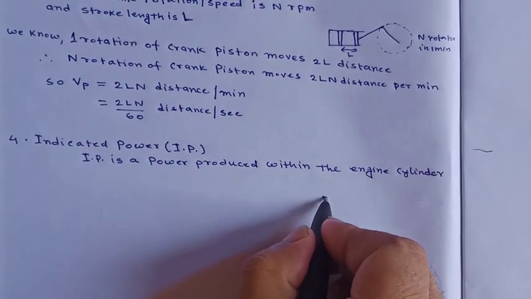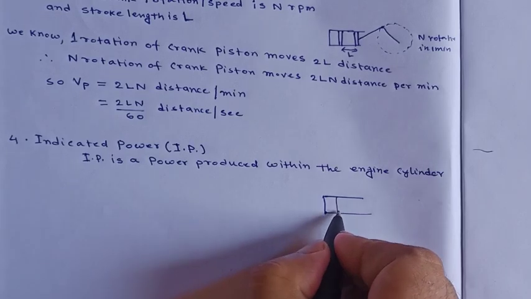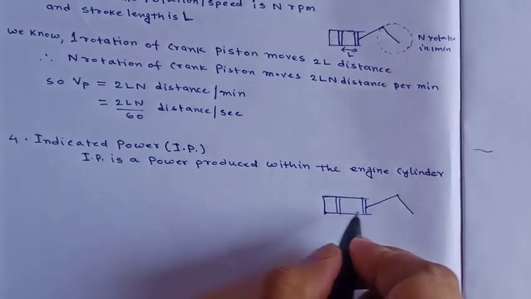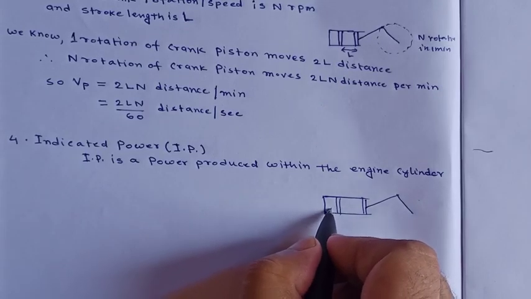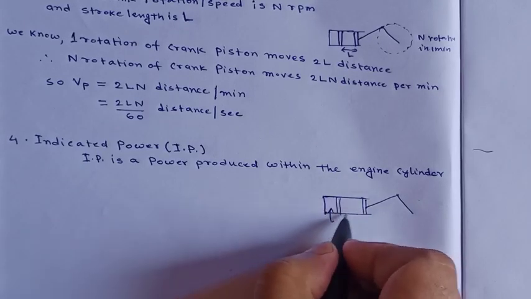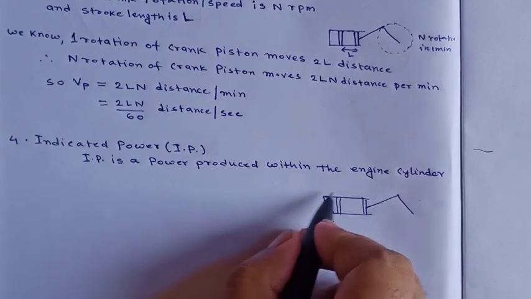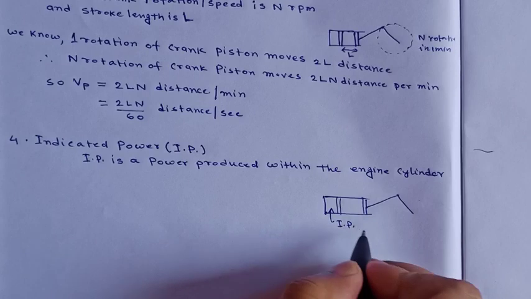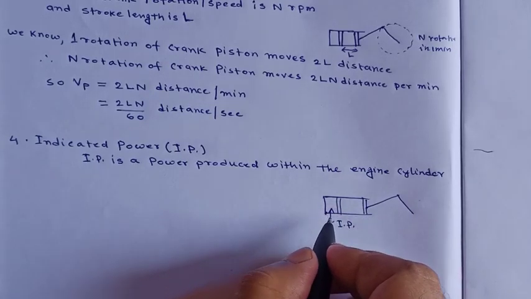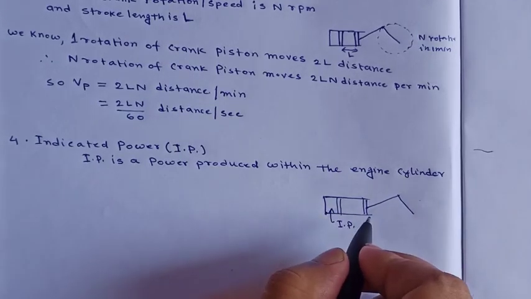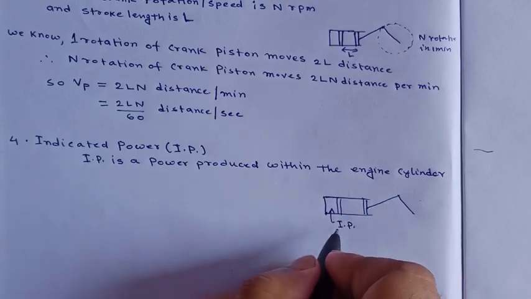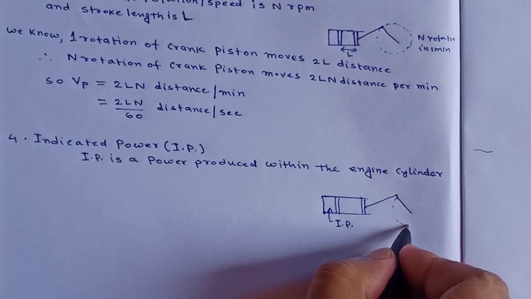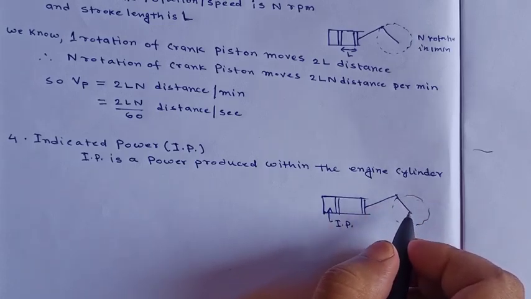Here this is the cylinder and this is the piston. This IP is produced in this cylinder. The power which is produced in the cylinder due to the combustion of the fuel, this power is the IP, indicated power. Now this is the crank.